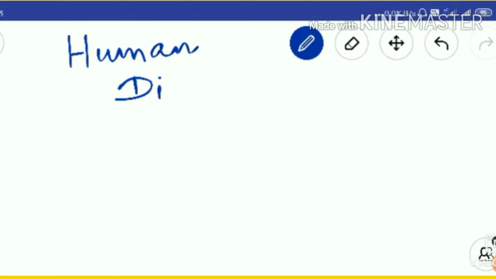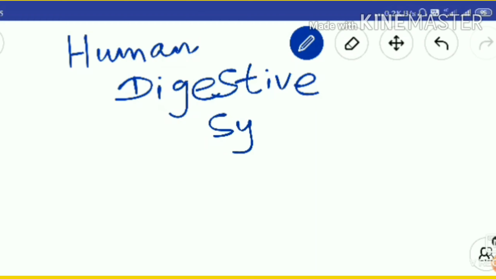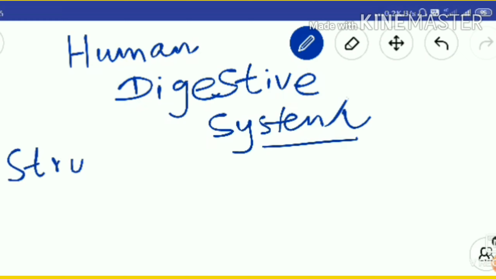Now we are going to study about the human digestive system. First, we have to study about the structure of the human digestive system. Okay. First, let us study about the structure, how the digestive system of man looks like.